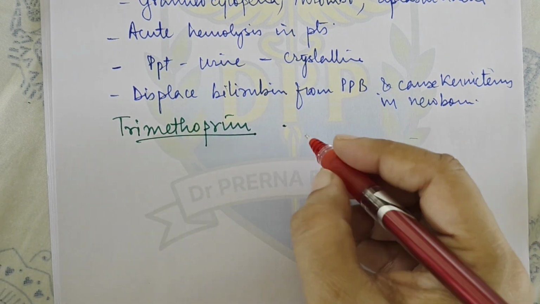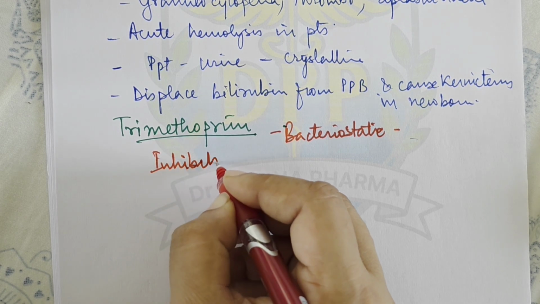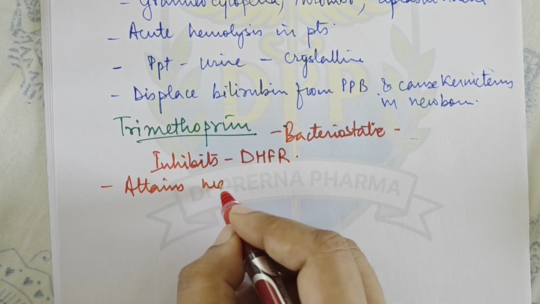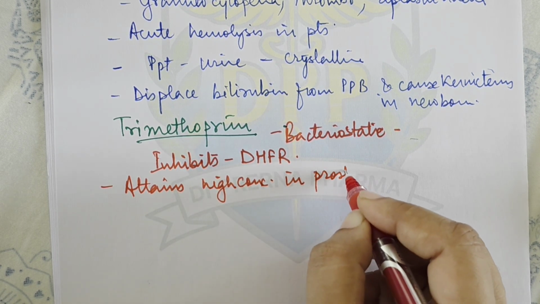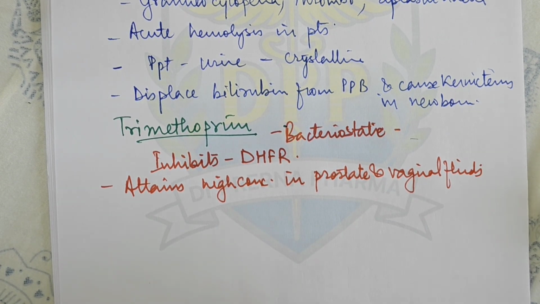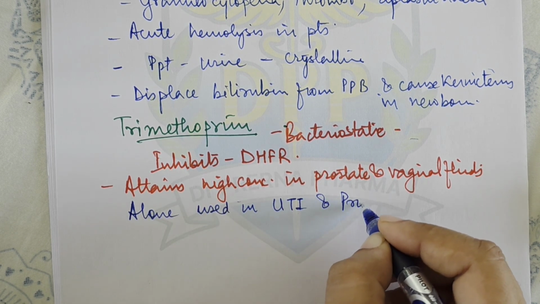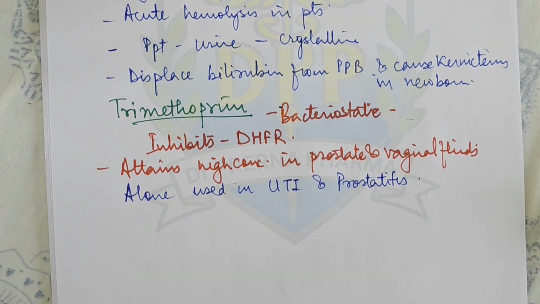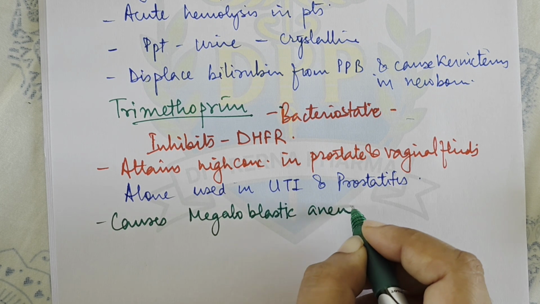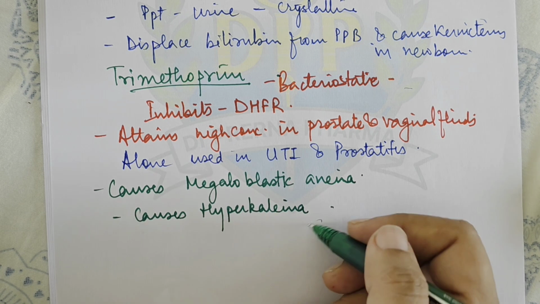Now trimethoprim is a bacteriostatic agent. It inhibits dihydrofolate reductase. It attains high concentration in prostate and vaginal fluids. Then it is usually combined with sulfonamides, and alone used in UTI and prostatitis. It causes megaloblastic anemia, causes hyperkalemia, right?